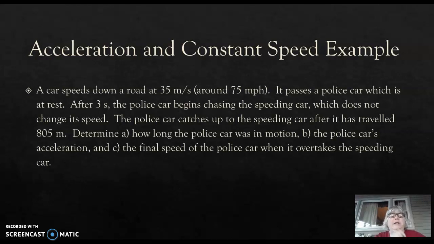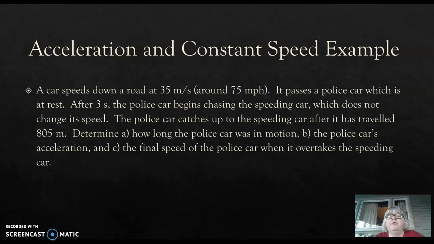A car speeds down a road at 35 meters per second. It passes a police car which is at rest. After 3 seconds, the police car begins chasing the speeding car, which does not change its speed. The police car catches up to the speeding car after it, meaning the police car, has traveled 805 meters.